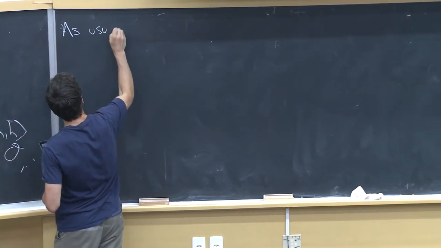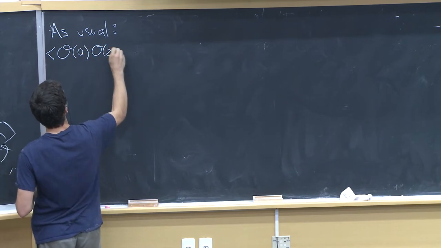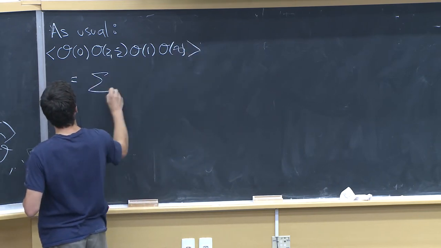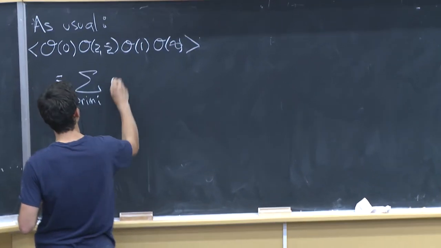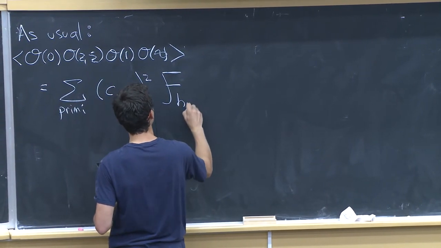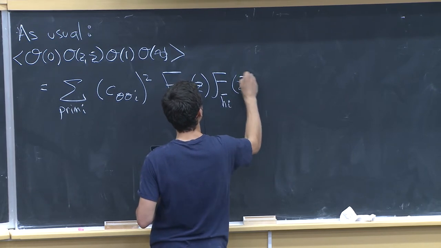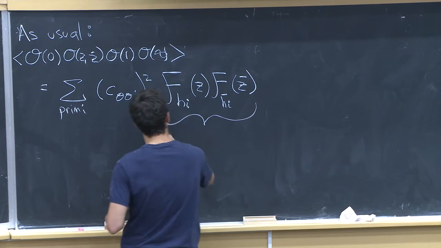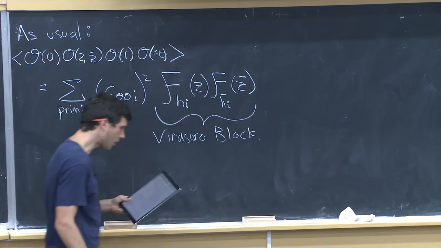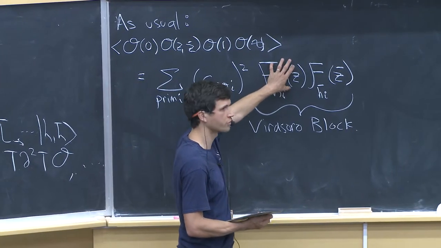Now, as usual, we can organize correlation functions into conformal blocks. So if we take O of 0, O of z z bar, O of 1, O infinity, we write that as a sum over primaries I, C_OOI squared times the Virasoro block, which I'll write as F sub h_I of z, F sub h_I bar of z bar. So this combination, F times F bar, people call one of these the Virasoro conformal block.